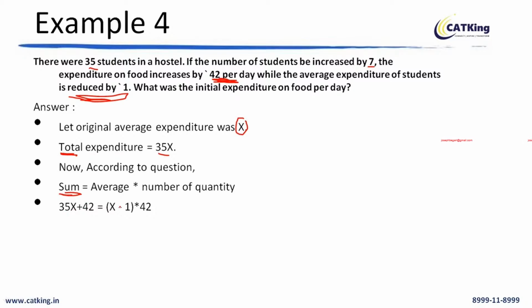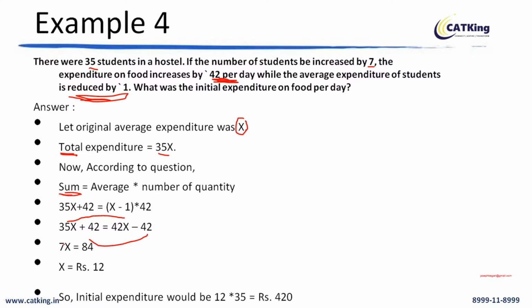So this is sum is equal to average into number of quantity. And then you solve this. 35x plus 42 is equal to 42x minus 42. Now this 35x will go here, minus 42 will go here and become plus 42. So that is 7x is equal to 84. 42x minus 35x gives you 7x and 42 plus 42 gives you 84. So x is equal to 12, which was the original average expenditure.